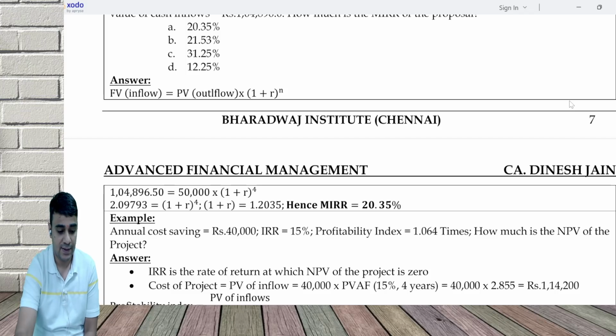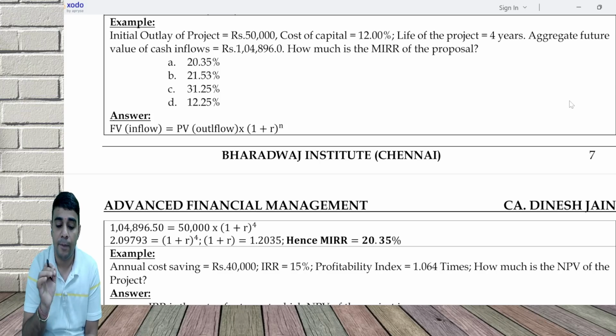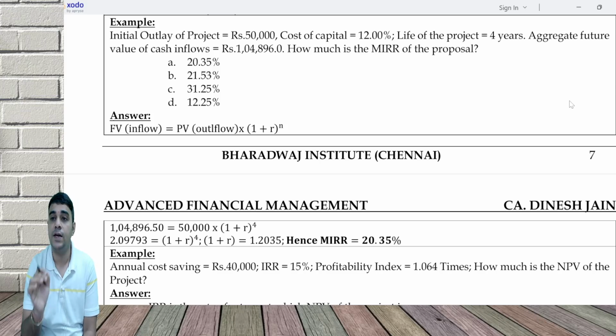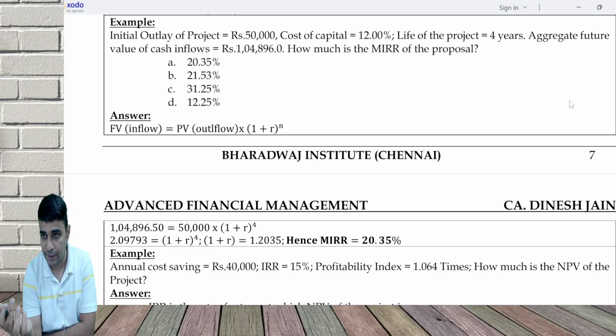Clear? Next example. Annual cost saving is 40,000. IRR is 15%. Profitability index is 1.064. What is the NPV of the project? This kind of covers a lot of things here. Now, I save 40,000. IRR is the rate of return at which NPV is 0. That does not mean NPV becomes 0 for the project.